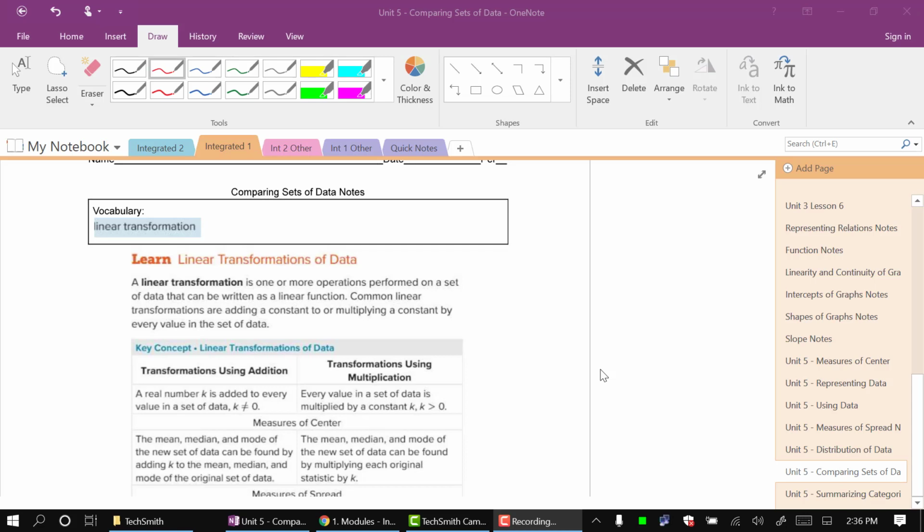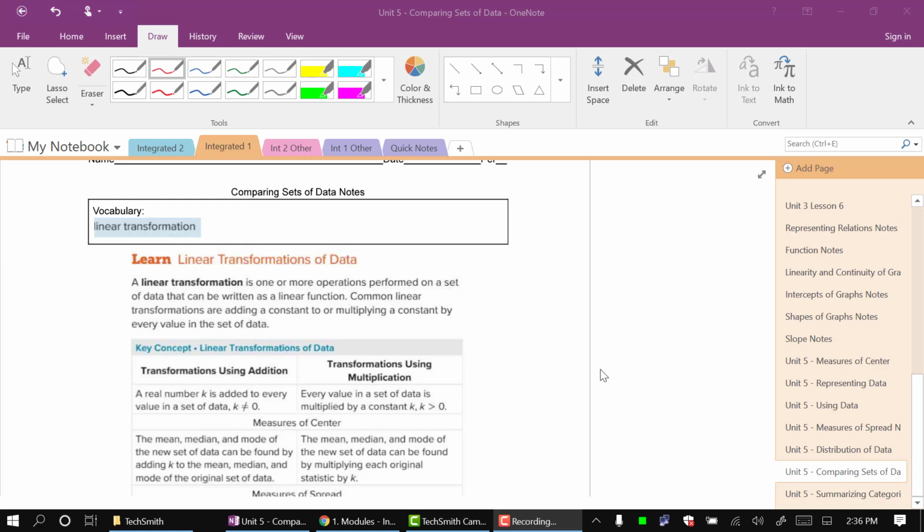Comparing sets of data. This is part of Unit 5, continuing this idea of statistics. So today our vocabulary word is linear transformation. A linear transformation is one or more operations performed on a set of data that can be written as a linear function. Common linear transformations are adding a constant to or multiplying a constant by every value in the data set. So our constant can be represented by the letter K.